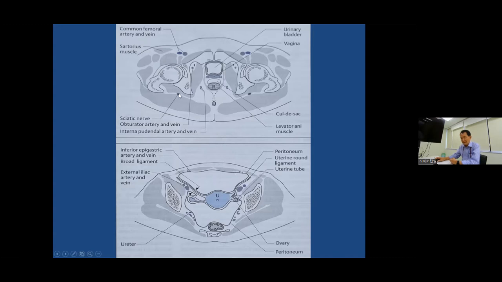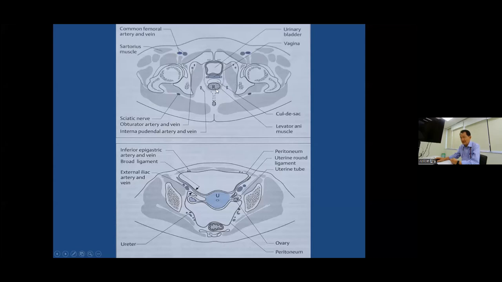Obviously, the sciatic nerve is right here behind the acetabulum and the sciatic notch. If there is any mass, it can compress the nerve, or a patient can develop sciatic pain. This is the femoral artery and vein. The vein is always medial, so the lymph node is lateral to the artery: NAVY. That's the NAVY. The lymph node is on the lateral side.